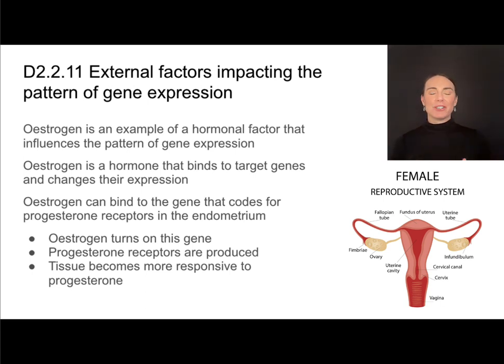So if you get to the chapter, or the topic rather, on hormones, and you're wondering how does one hormone affect the production of another hormone, it's usually because the first hormone is regulating patterns of genetic expression, making other target cells more or less susceptible to the second hormone.